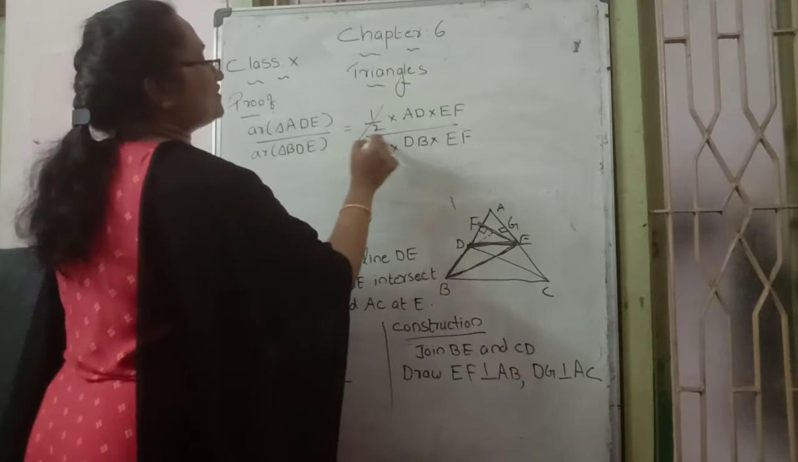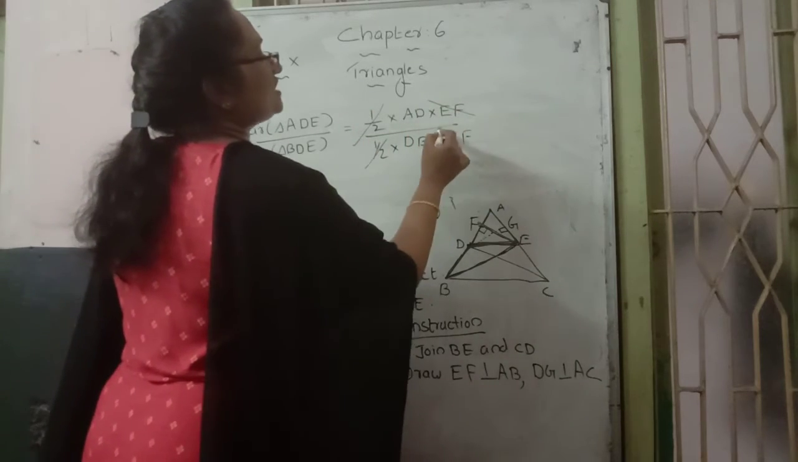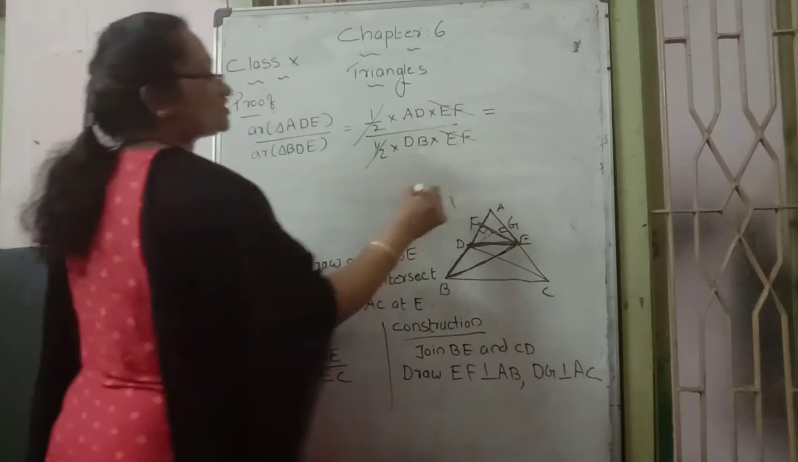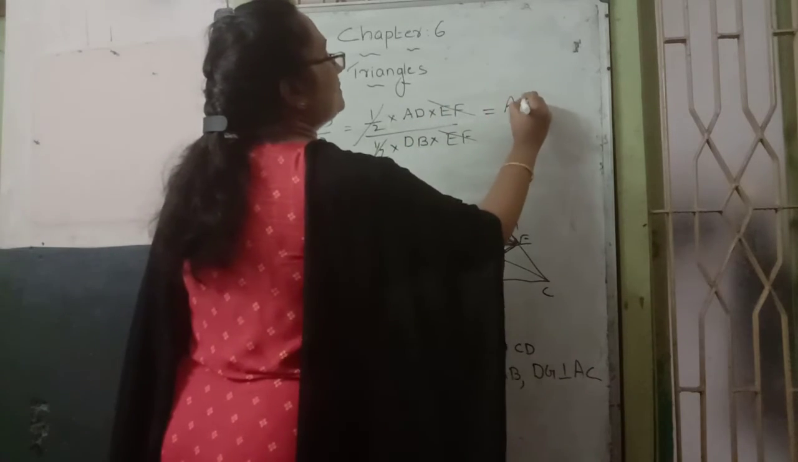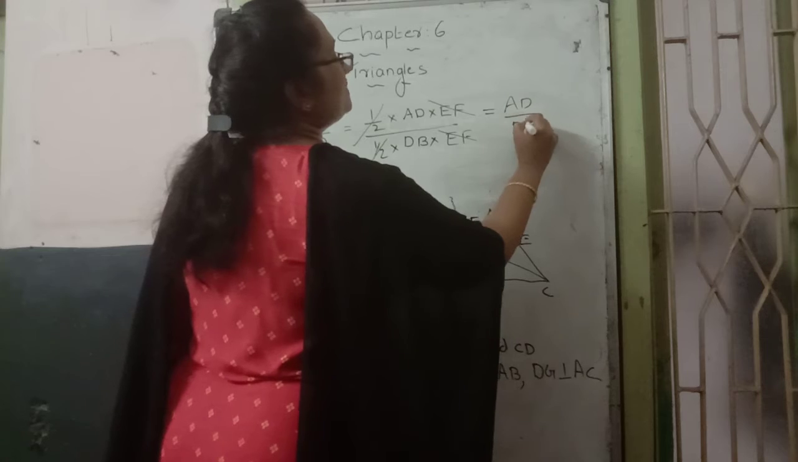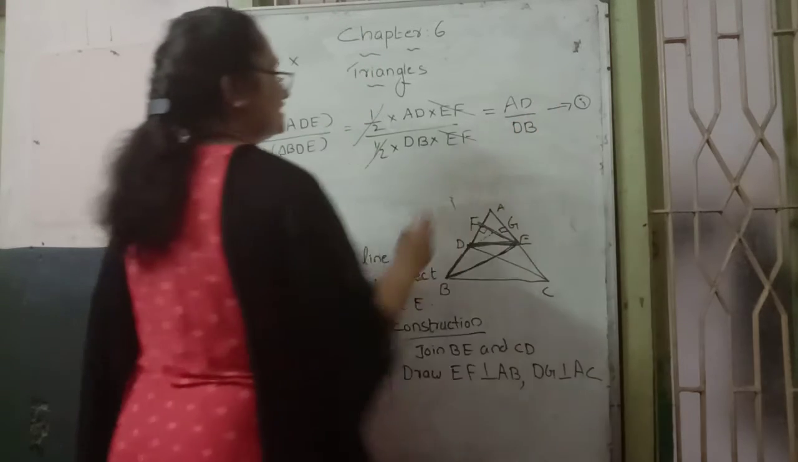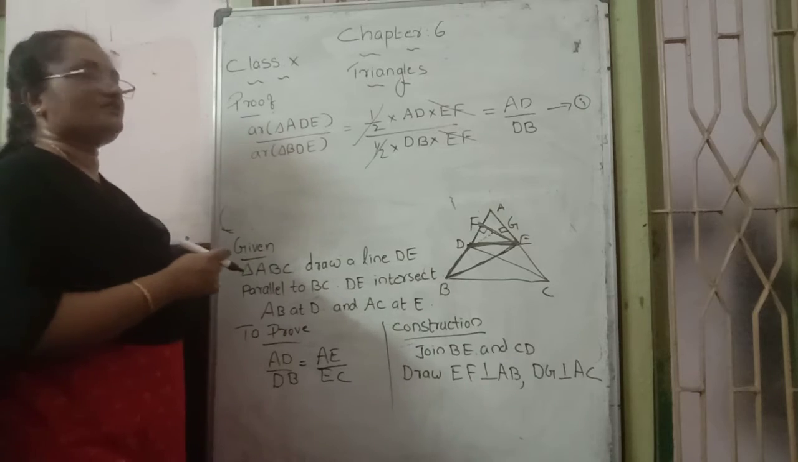Here, half and half cancel, and height EF and height EF cancel. Which sides remain? AD in the numerator and DB in the denominator. Mark it as equation 1.